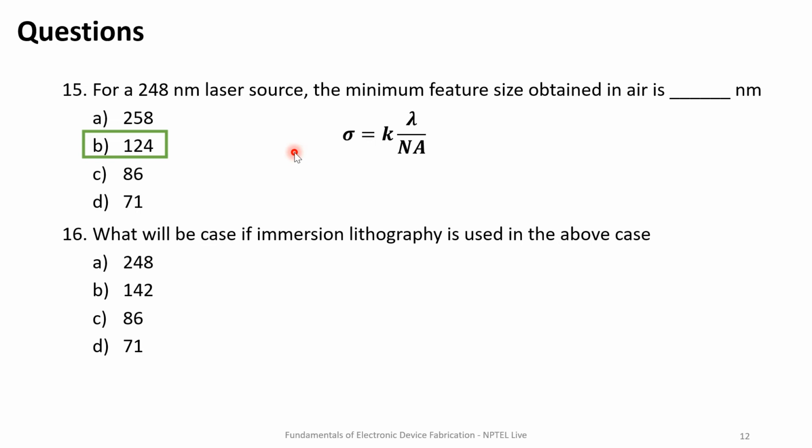So sigma is equal to k lambda divided by NA, where sigma is the minimum feature size, k is a constant whose value is equal to 0.5, lambda is the laser source wavelength, and NA is the numerical aperture. Numerical aperture is equal to mu sine alpha, where mu is the refractive index and alpha is the half angle of incidence. For conventional lithography in air, mu is equal to 1. Substituting all the values, we get 0.5 times 248 divided by 1, which is equal to 124. So that's the correct answer.